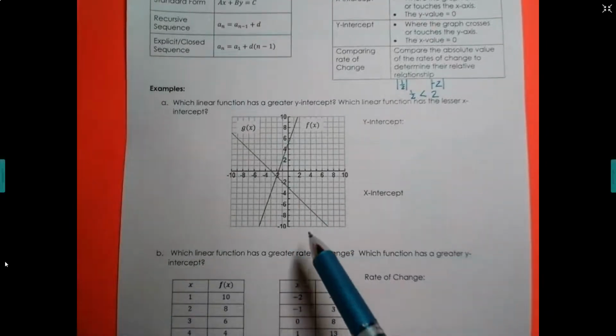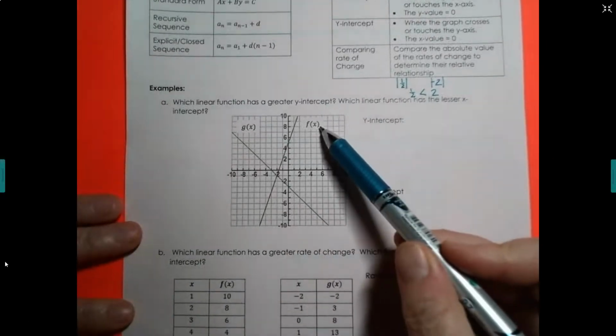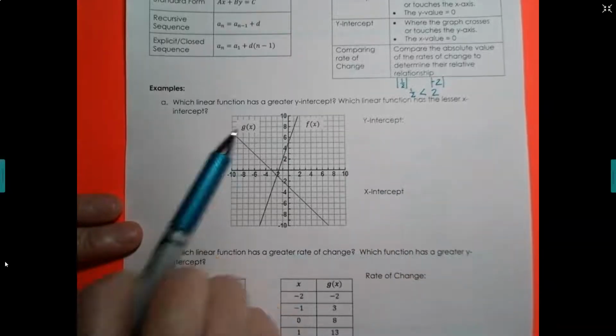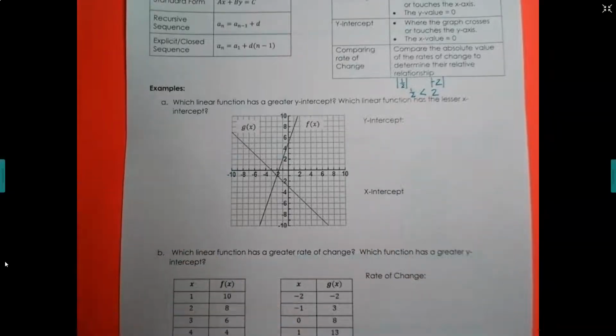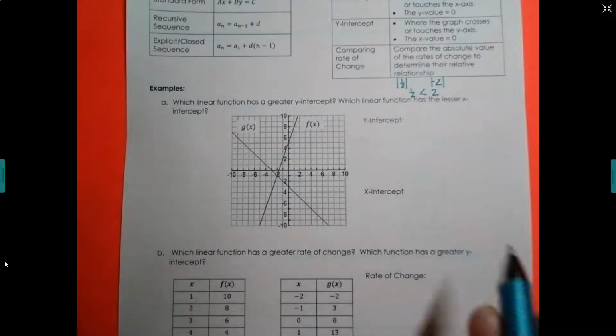So I have two lines on this graph. I have this line named f of x. I have this line named g of x. And so I'm going to use f of x and g of x throughout this. It's just different ways of naming them. I could have called this Fred and Ginger. It's just so you know which function I'm talking about.